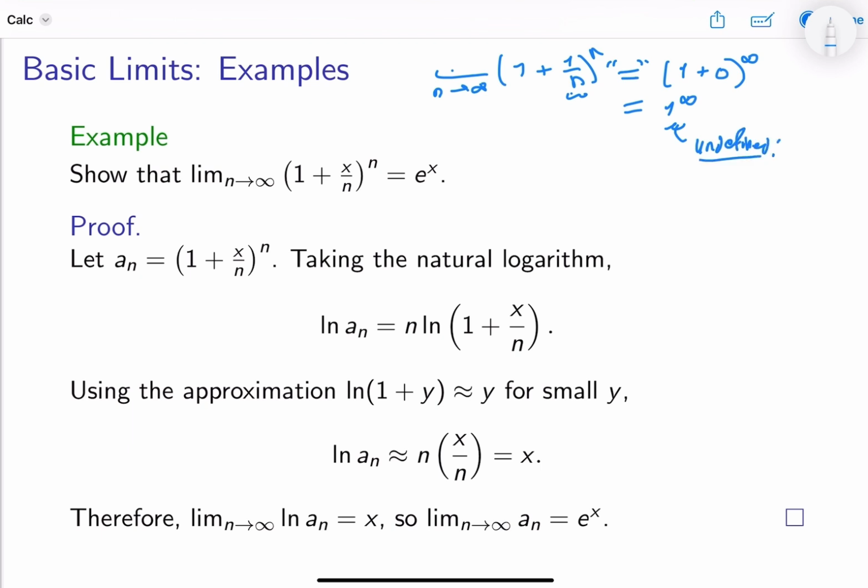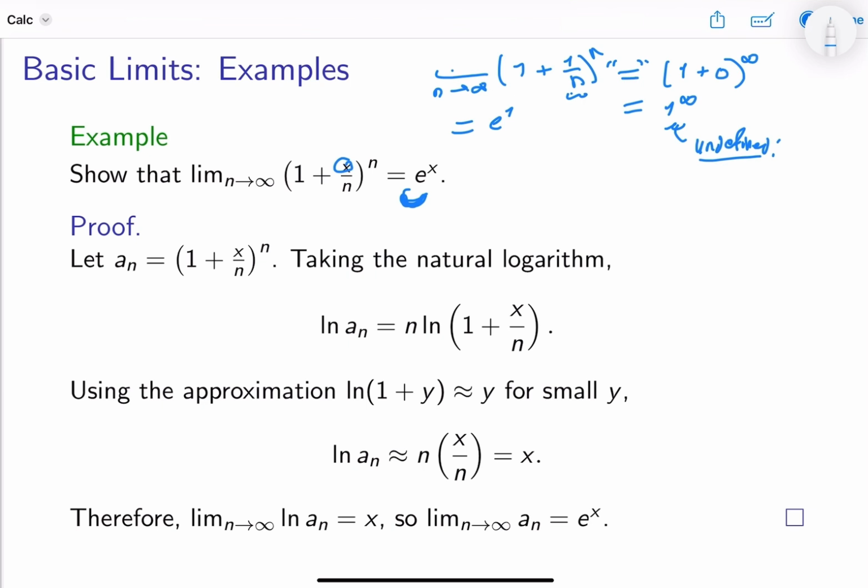1 to the infinity is undefined. So you run into trouble, and you can't just do evaluation. We need another way to prove what this thing is. Interestingly enough, this is going to be the exponential function, e to the power of the number x that you're using. In this case, it's going to be e to the power 1. But why is that the case? Is there an easy way to see this?